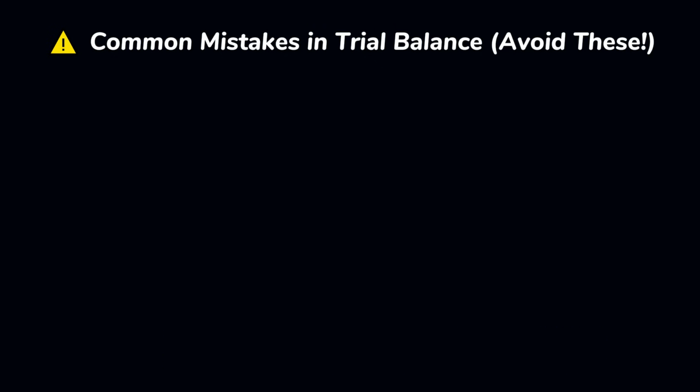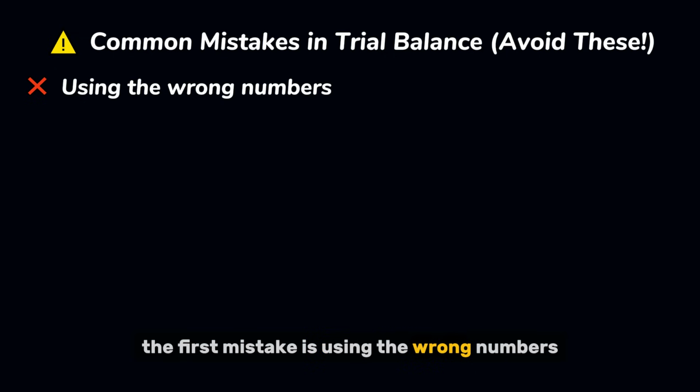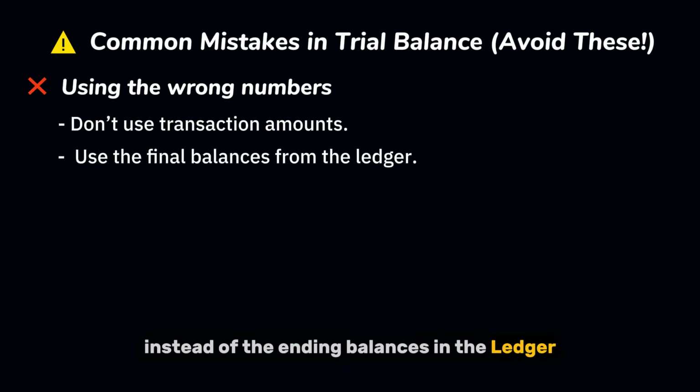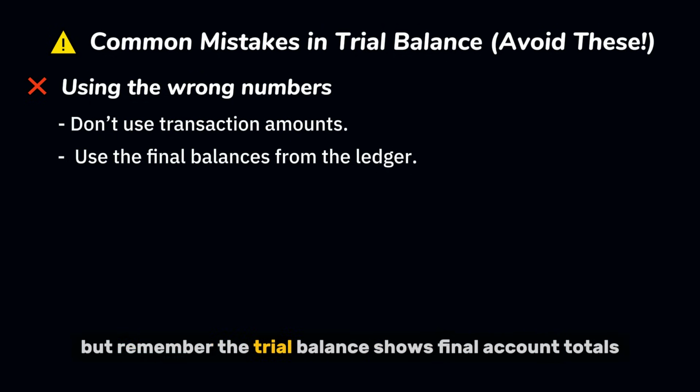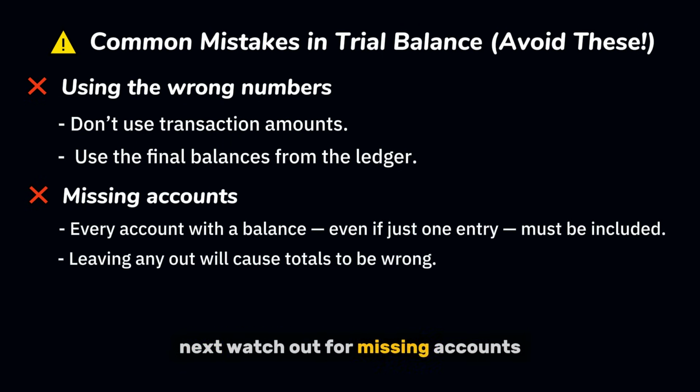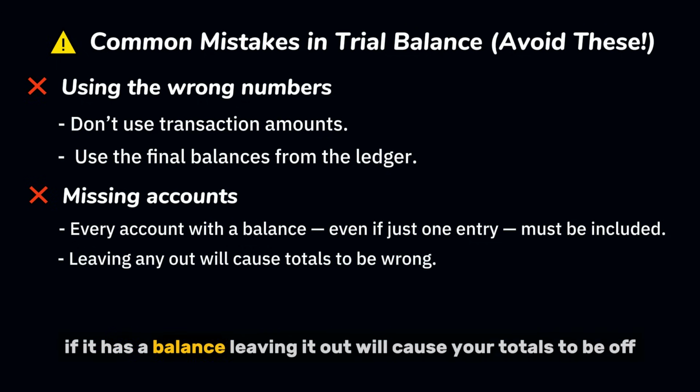Now, before we wrap up, let's go over a few common mistakes students often make when preparing a trial balance, so you can avoid them from the start. The first mistake is using the wrong numbers. Some people accidentally use the amounts from the transactions instead of the ending balances in the ledger. But remember, the trial balance shows final account totals, not each individual entry. Next, watch out for missing accounts. Even if an account only has one entry, it still needs to be included if it has a balance. Leaving it out will cause your totals to be off.